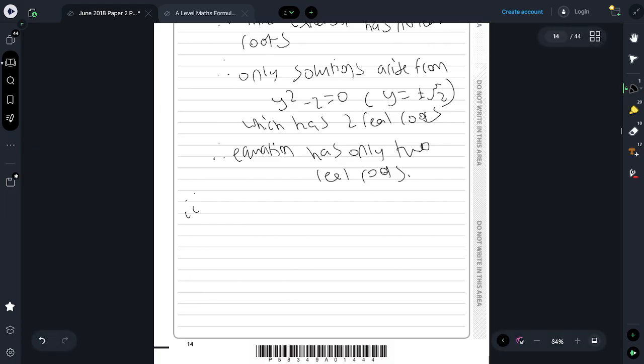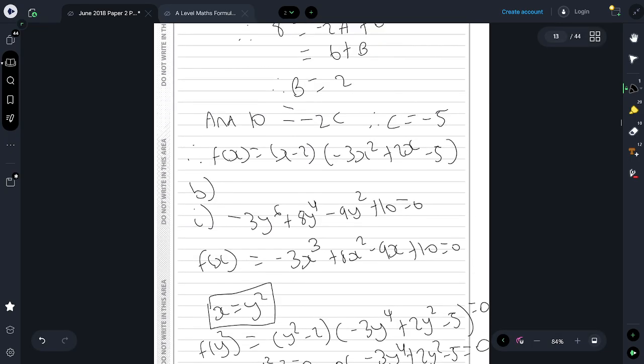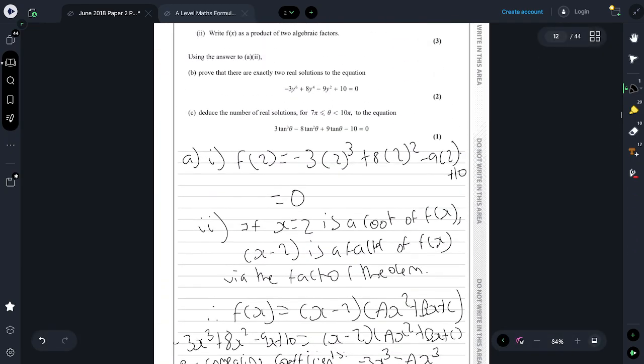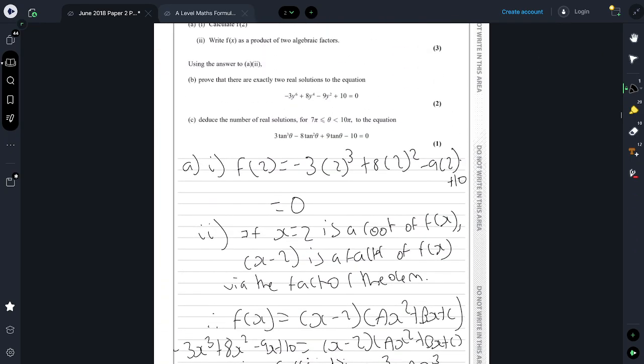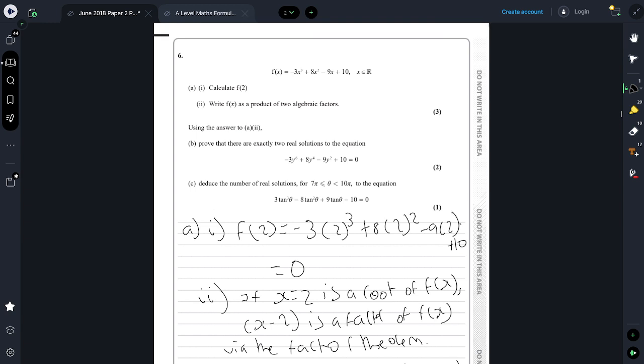Okay, but there's another part to this, and it's saying deduce the number of real solutions to this equation. Okay, I'm probably not going to. I'm going to write it over here.